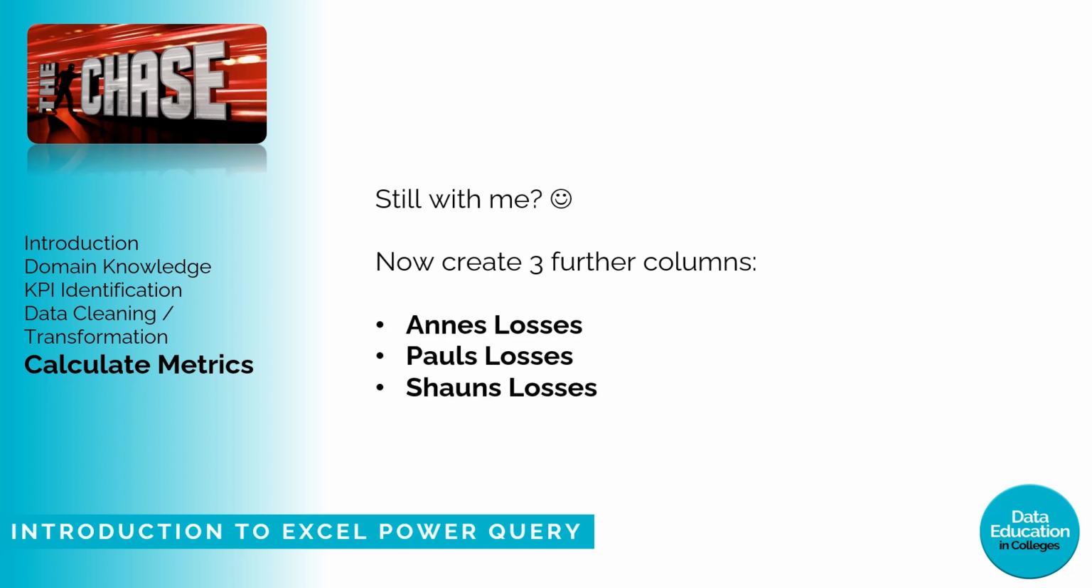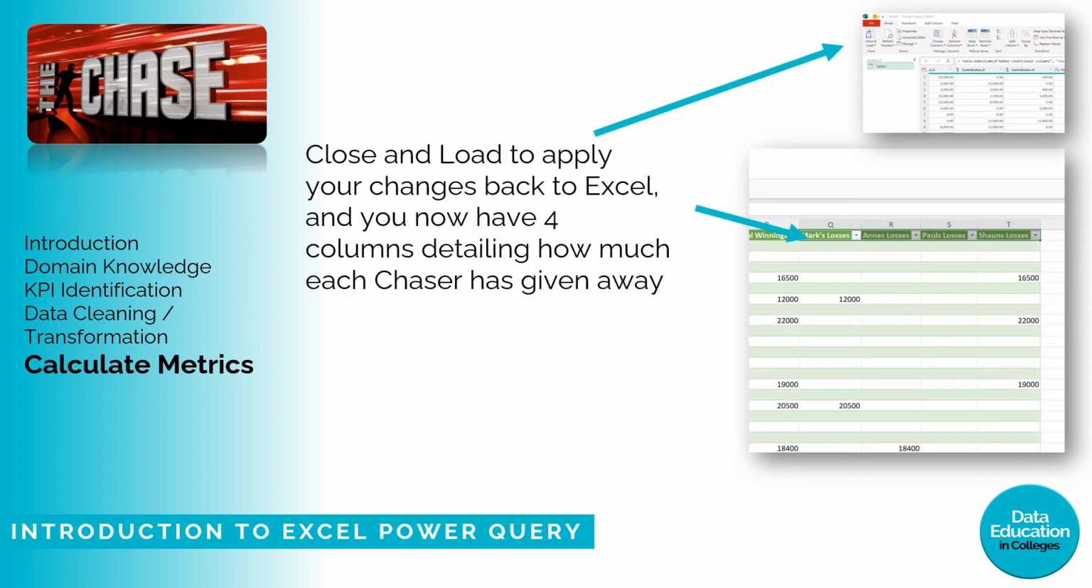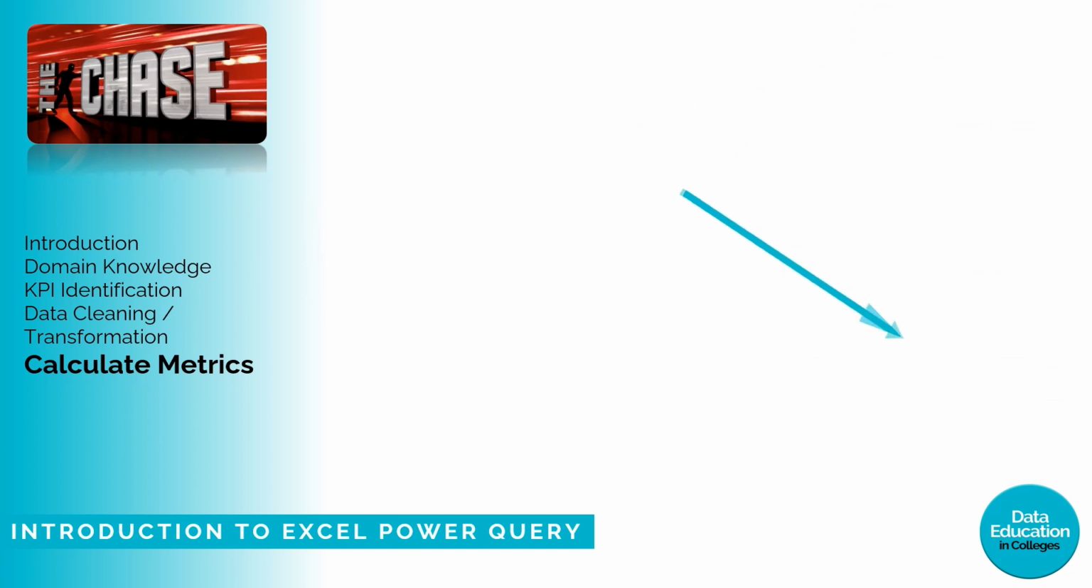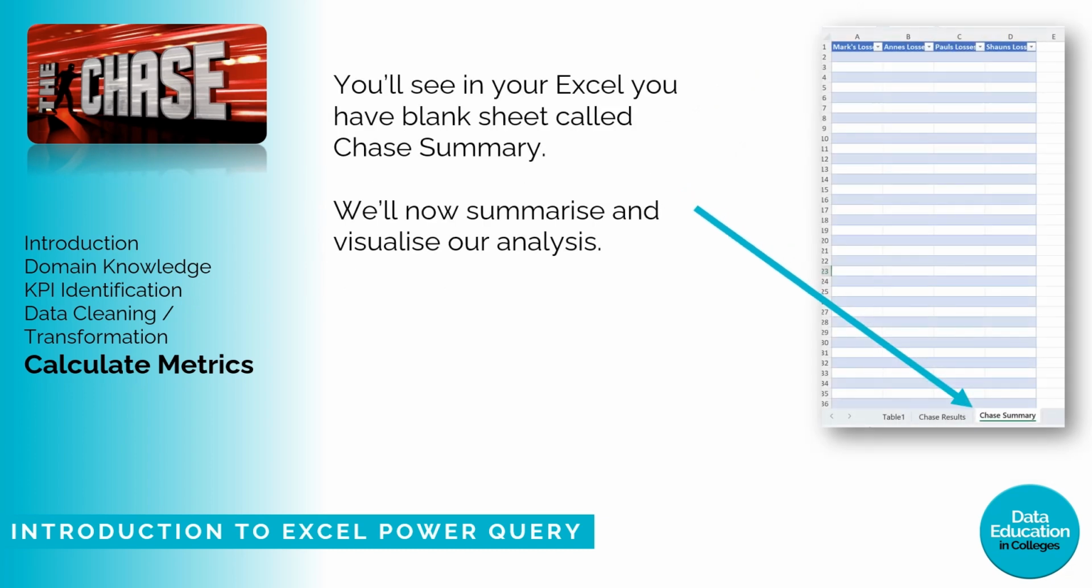Still with me? Okay, 3 further columns: repeat for Anne's losses, Paul's losses, and Sean's losses. Close and apply, and your changes go back to Excel. You now have 4 columns detailing how much each chaser has given away. Now we want to summarise all this. You'll see in your Excel, you've got a blank sheet called Chase Summary, and we're going to summarise and visualise all the analysis we've just done.